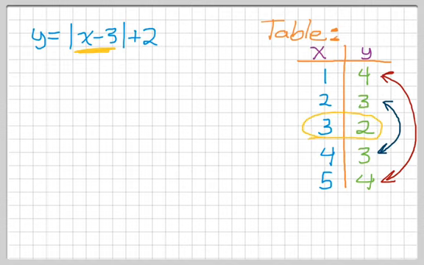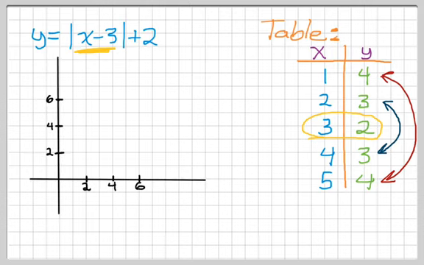So 3, 2 is an important point. What you want to do is label up the x-axis, the y-axis, and now I'm going to plot points. So I'm going to plot the point 3, 2, and now I'll plot the points 2, 3, and 4, 3. So I'm moving 1 to the left, 1 to the right, and then putting it at 3 in each case, and then I'm going to plot the points 1, 4, and 5, 4. So 1, 4, 5, 4, and now you just draw your graph through it. So we have that. That's our graph.